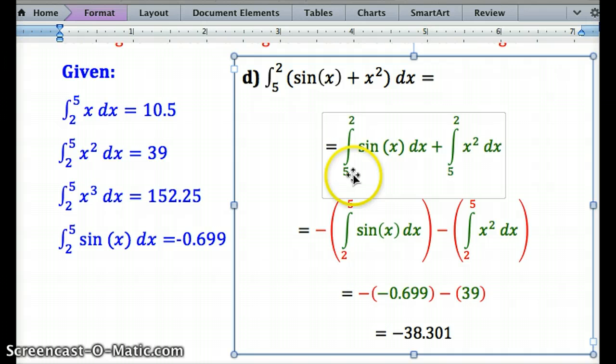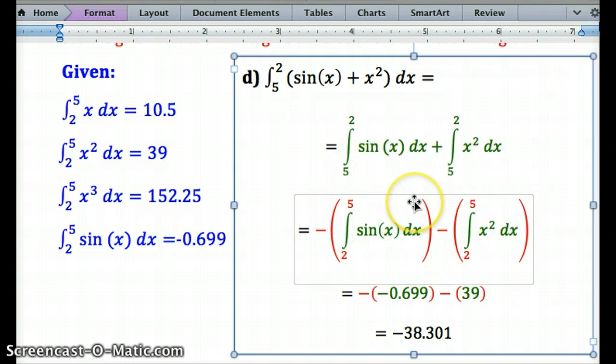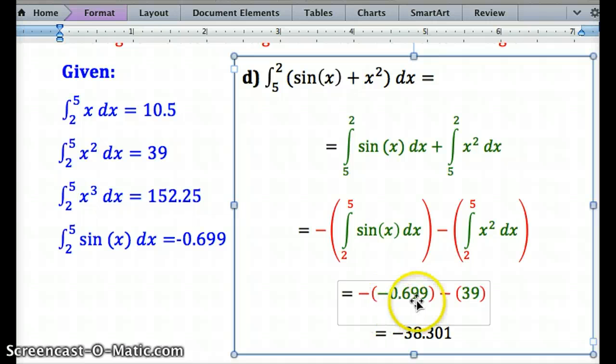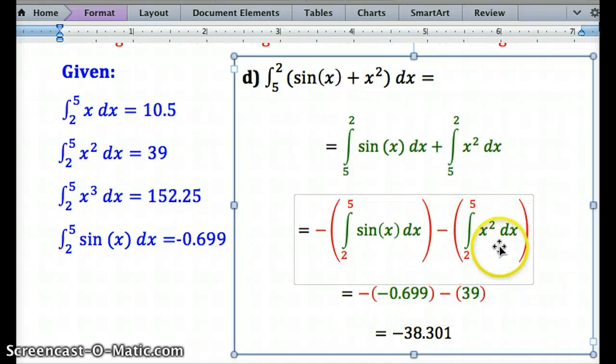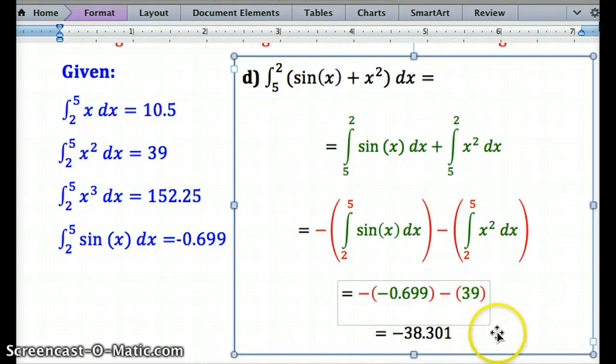If I switch the 2 and the 5, though, it means the whole numerical value of the integral is going to change sign. So I have to put a negative on the outside if I'm going to switch the top and the bottom numbers, and that's true for both of these. Having flipped the sign of the whole thing, I now have a known integral inside here, and I can just use that value, and a known integral inside here, and I can just use that value, giving me a total of negative 38.301.